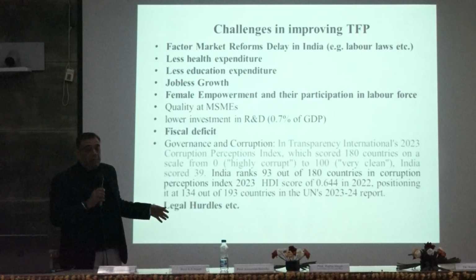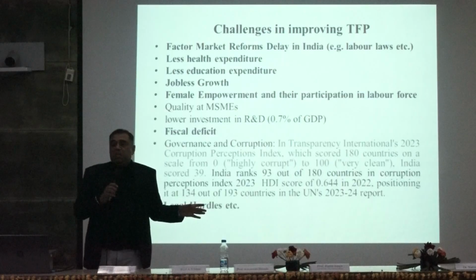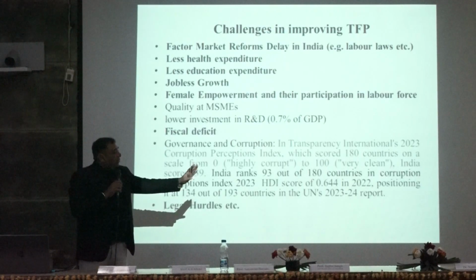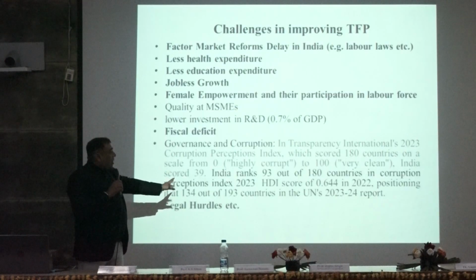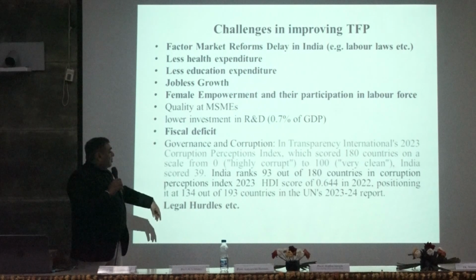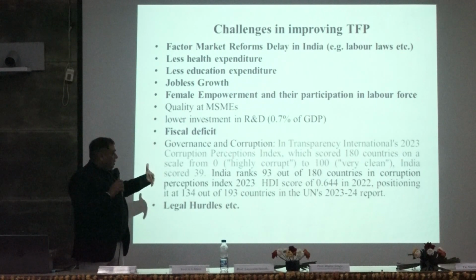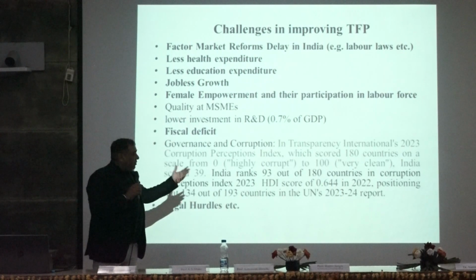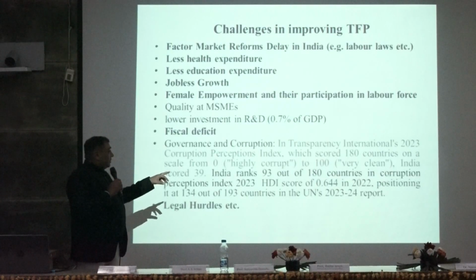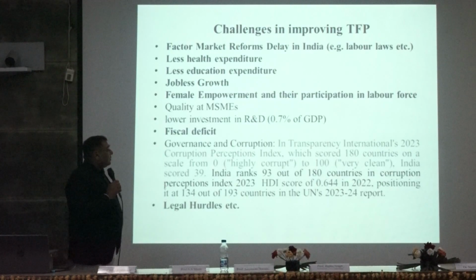These are the international reports. If 0 means highly corrupt and 100 means very clean, the value for India is 39. So we need to think about this: India ranked 93 out of 180 countries in the perception index, and that means the rank is 93.